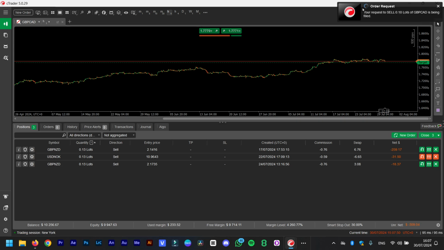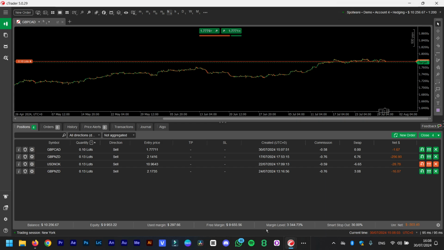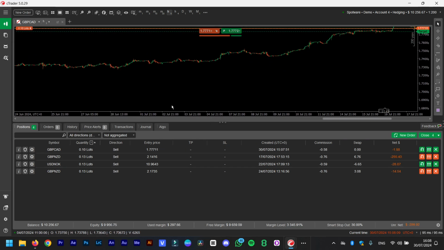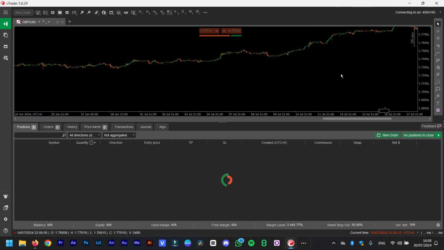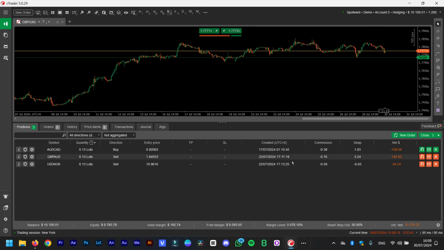Now it's gonna take a little while because the internet is really bad right now. I don't know what's happening with my internet, but it is what it is. Okay, that worked. So now, as you can see, the margin is at 3,000%, so it's okay. Let's see what's gonna happen with this trade right here. And yeah, okay, now account number 5. Let's go ahead and check account number 5. Really not much to do here.